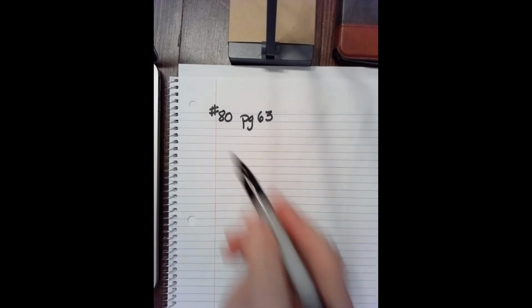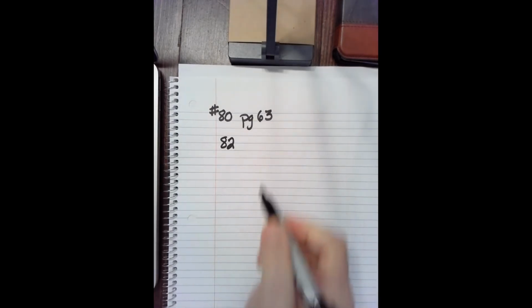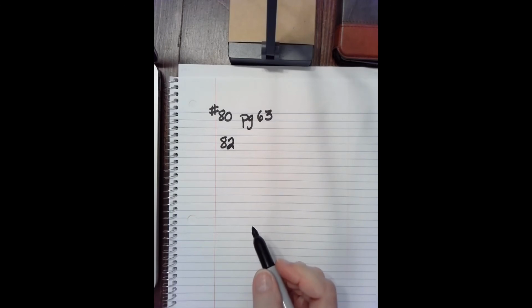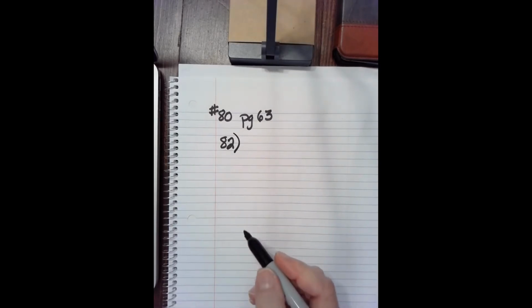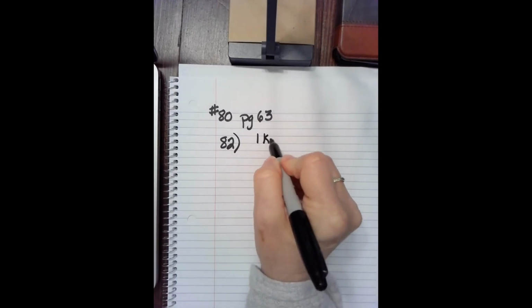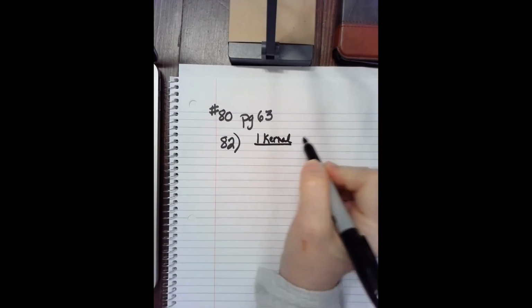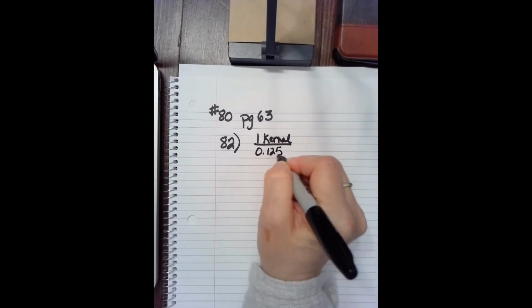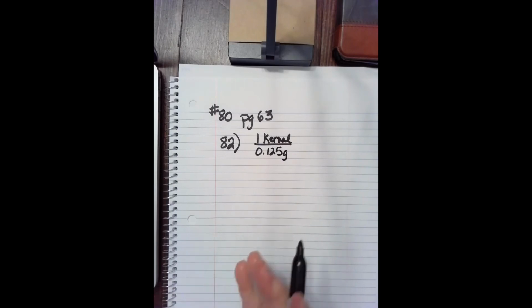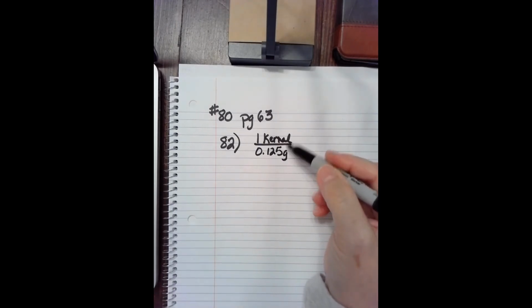Let's do number 82, because number 82 has us do a dimensional analysis. I'm going to write down what this problem is telling me so I'll know what I have to work with. This says the average mass of a kernel of popcorn, so one kernel, is 0.125 grams. I could have also written that as equals, but that's a conversion. I could also have this on the numerator and that in the denominator.